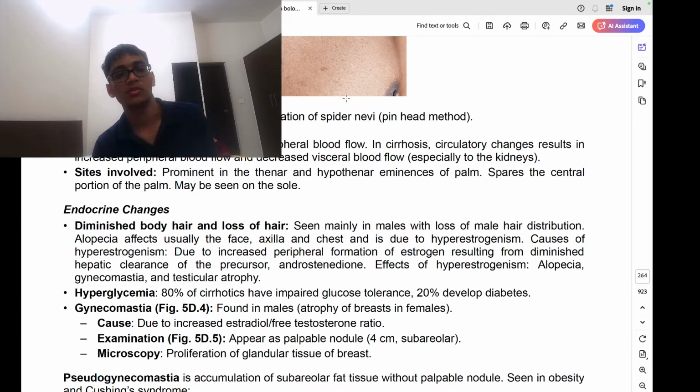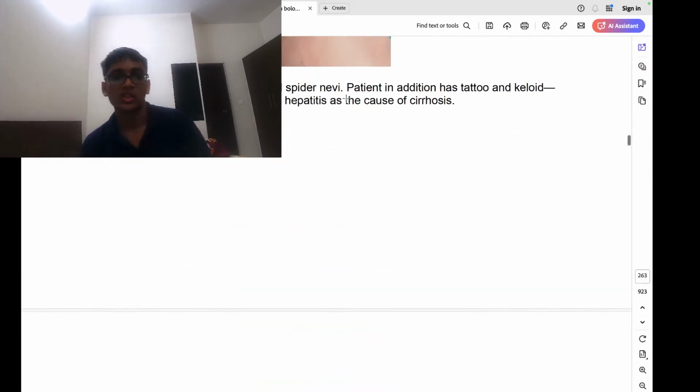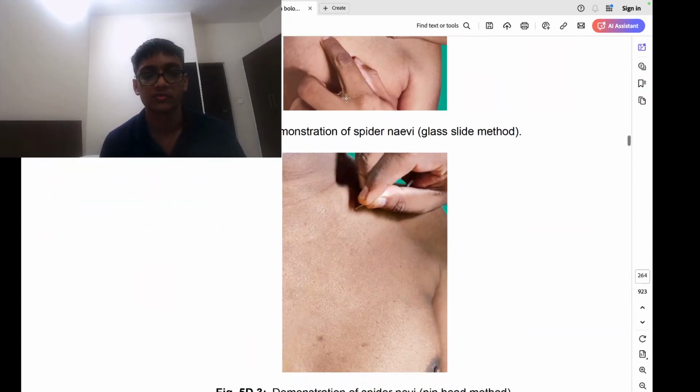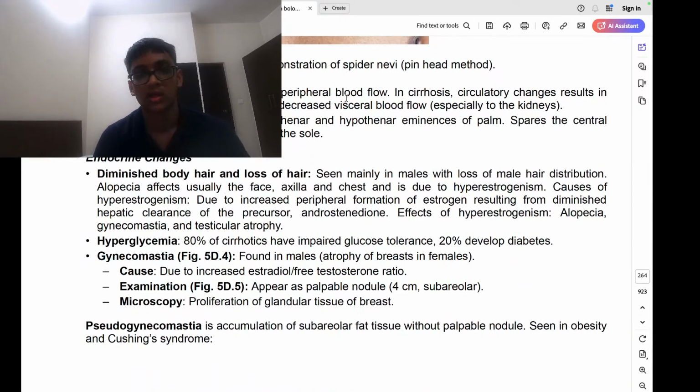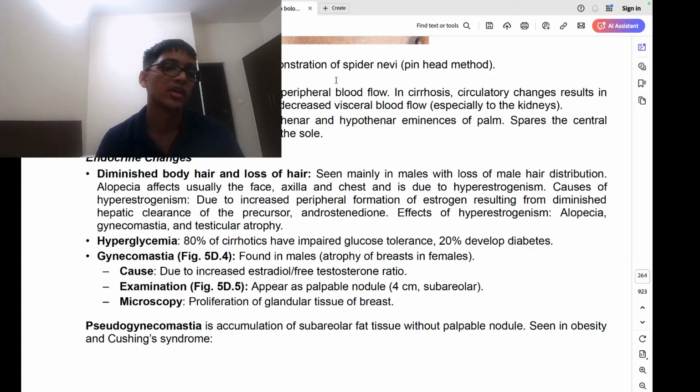Okay, causes of development of this. Palmar erythema is due to hyperdynamic circulation, increased peripheral blood flow. In cirrhosis, circulatory changes result in increased peripheral blood flow and decreased visceral blood flow, especially to the kidneys. Site involved: prominent in the thenar and hypothenar eminences of the palm. It spares the central portion of the palm. It may be seen on the sole.